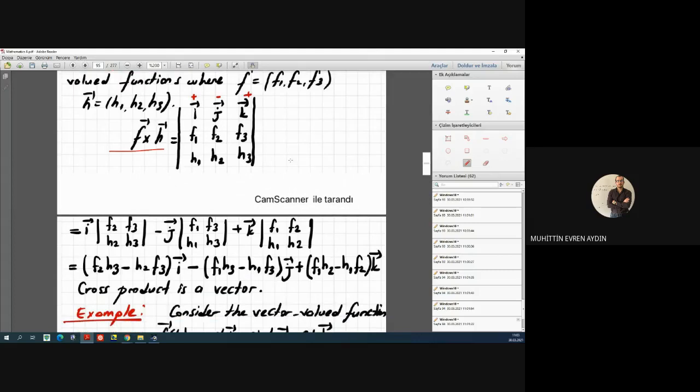In order to take a determinant, firstly, we cross out the first column and row, and then we have a cross multiplication. Yes. And this line is an explicit formula for the cross product.